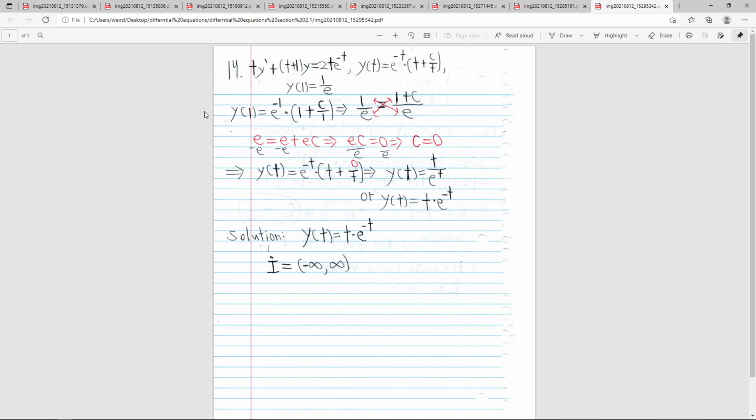And here's another one. We have t y prime plus t plus 1, in parentheses, times y, is equal to 2t times e to the negative t. And y at t is equal to e to the negative t times t plus c over t, c divided by t right there. And y of 1 equals 1 divided by e.